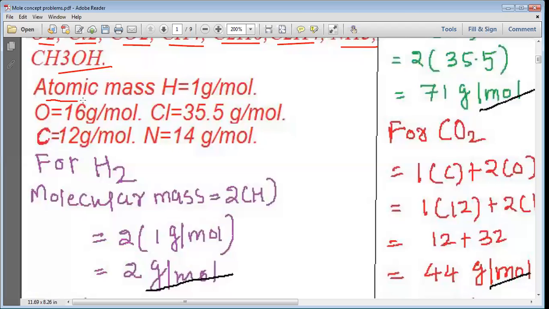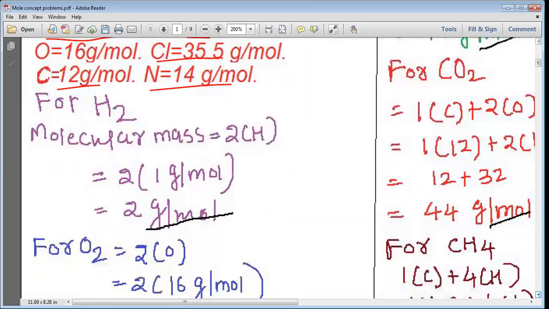Now, the information given is atomic mass: for hydrogen it is 1 gram per mole, for oxygen it is 16 gram per mole, for chlorine it is 35.5 gram per mole, for carbon it is 12 gram per mole, and for nitrogen it is 14 gram per mole.